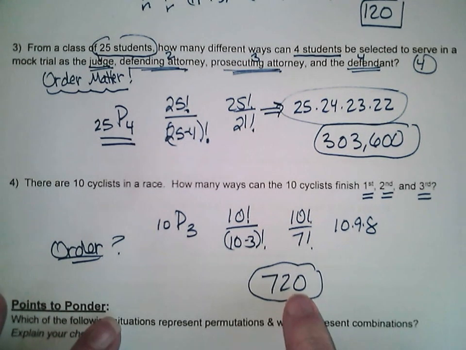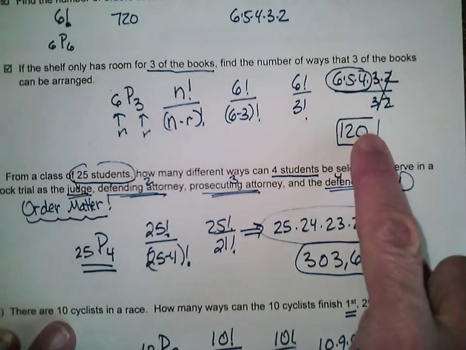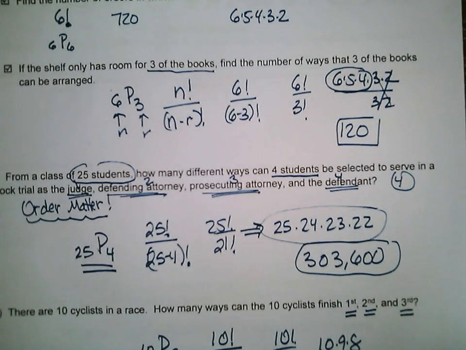And what you're going to notice over time, you get a lot of repeats here. 720 is a pretty common answer. 120 shows up a lot. I don't know, just seems like the same numbers keep showing up whenever I do problems.